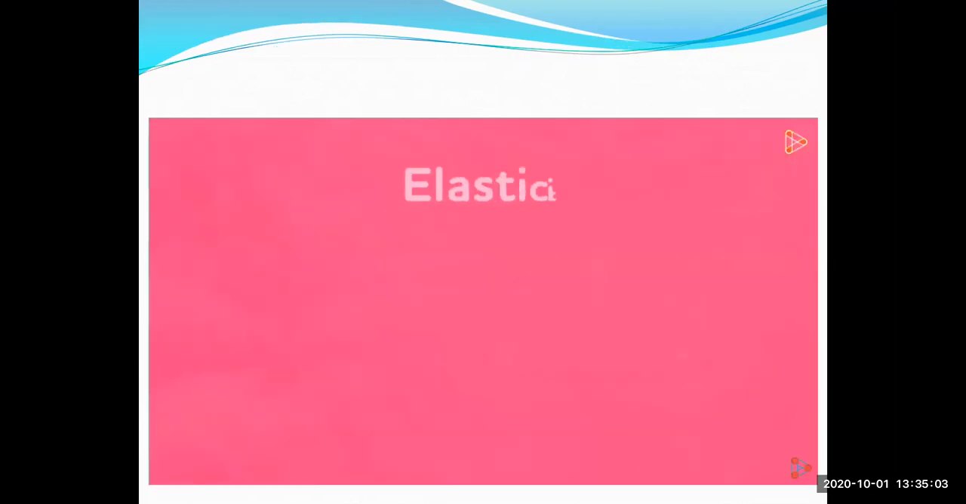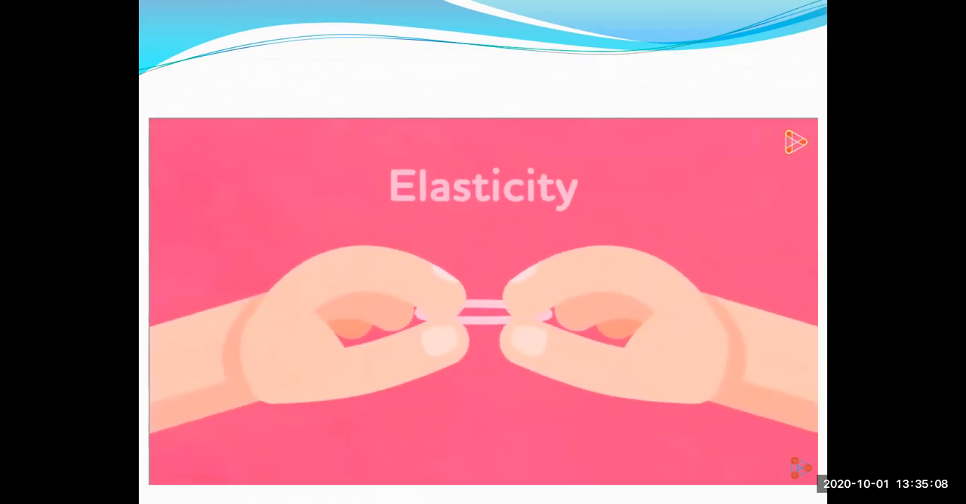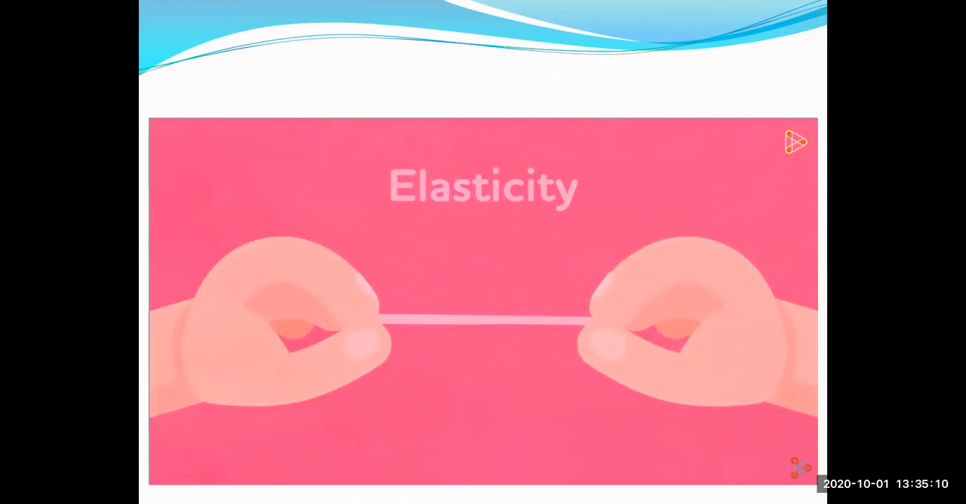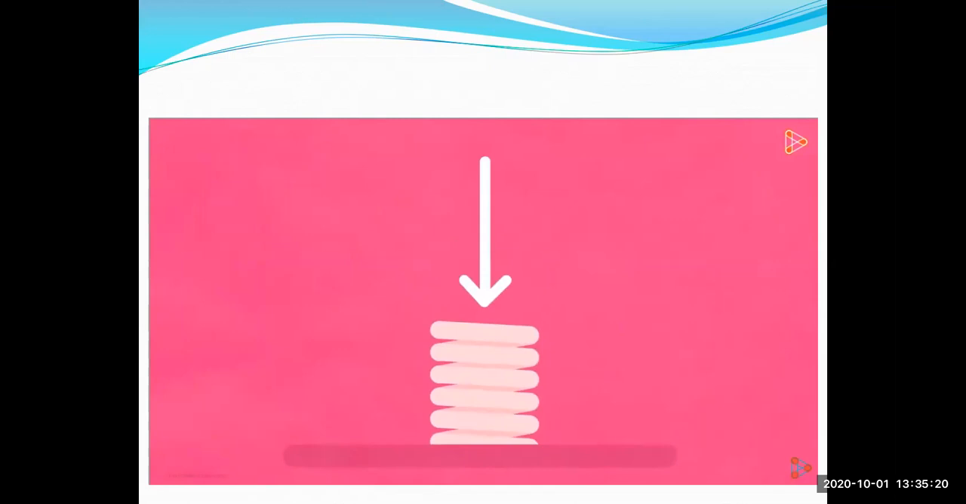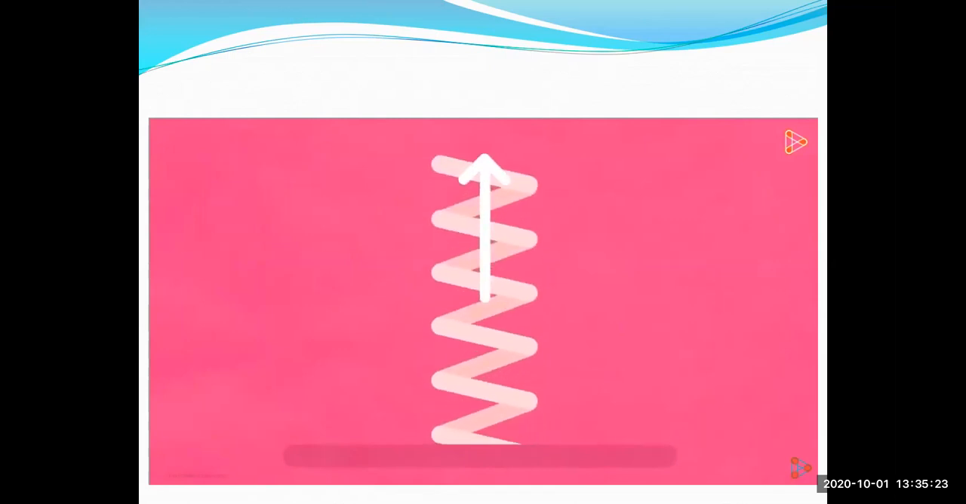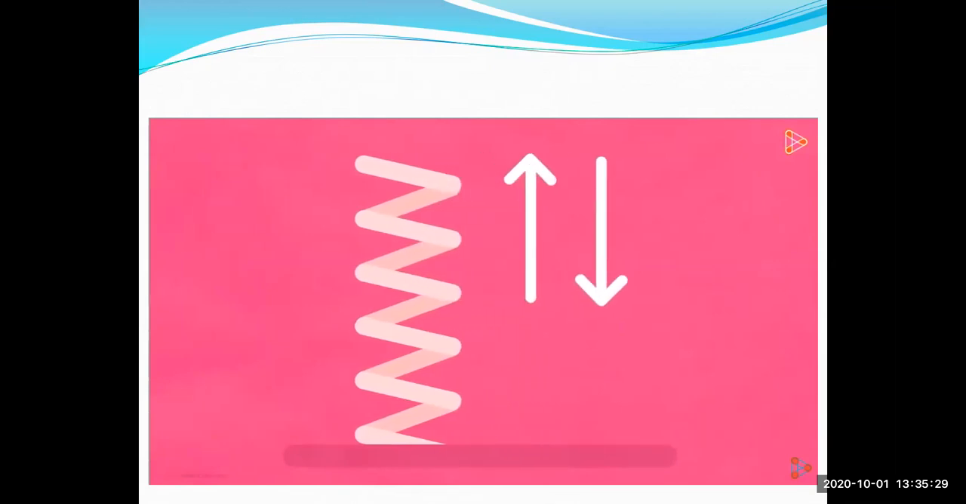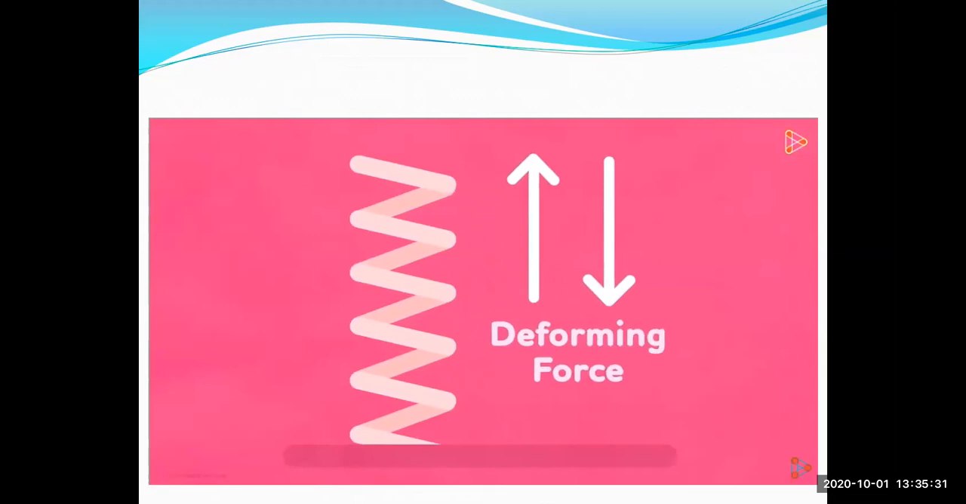When we hear the word elasticity, the first picture that comes to our mind is something like this. But is this really what elastic means? We will find that out in this video. Let's take an example of a helical spring. When a force of compression or tension is applied, the helical spring gets deformed, that is, it changes in shape or size. This force is referred to as the deforming force.